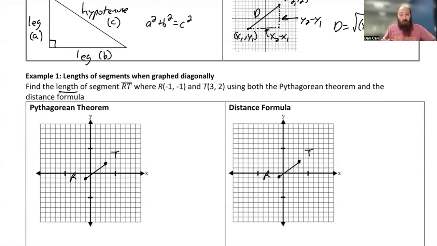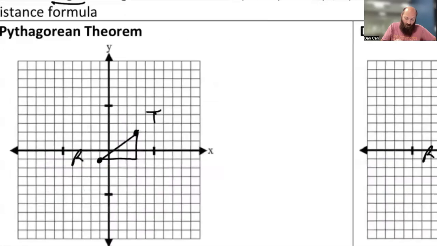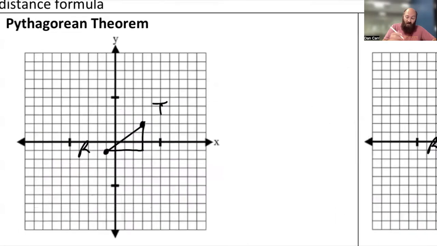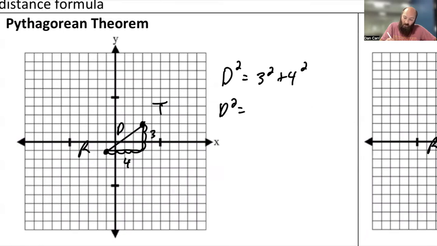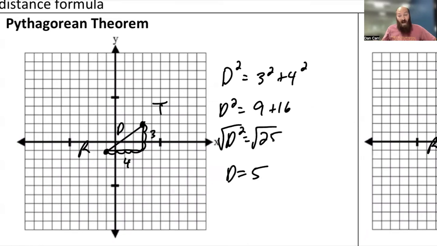If I want to apply the Pythagorean theorem, I'm going to turn this segment into a right triangle. So let's zoom in a little bit here. Since it's a right triangle, I just need to find the length of each leg. So my distance D here, this leg is 1, 2, 3, 4. This one is 1, 2, 3. So that means the distance squared is equal to 3 squared plus 4 squared. So the distance squared is equal to 9 plus 16, which is going to give me 25. And then I square root that and I get 5. So the length of our segment here is just 5.